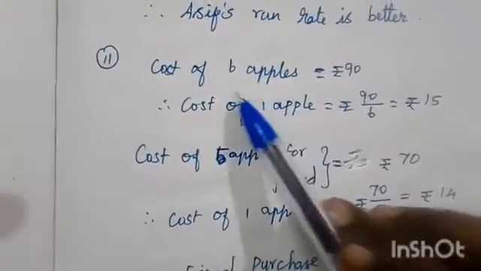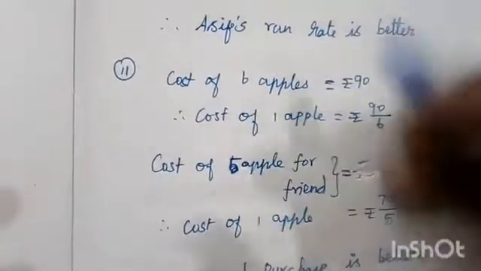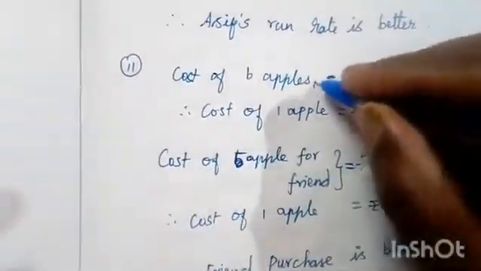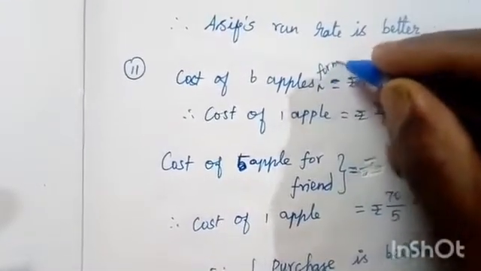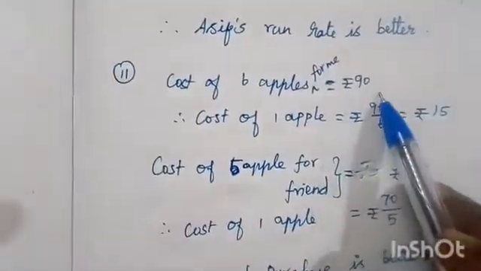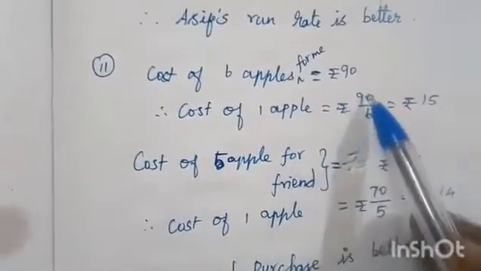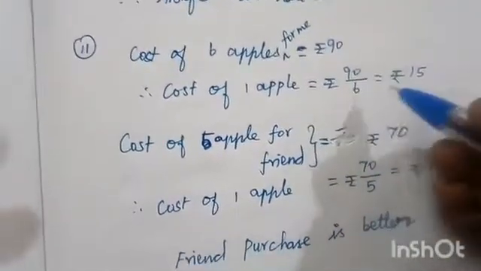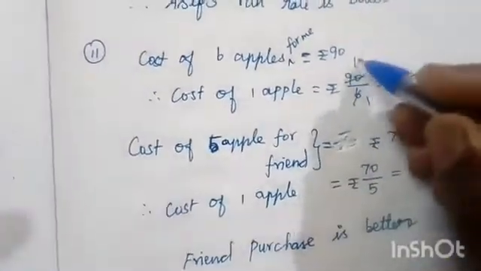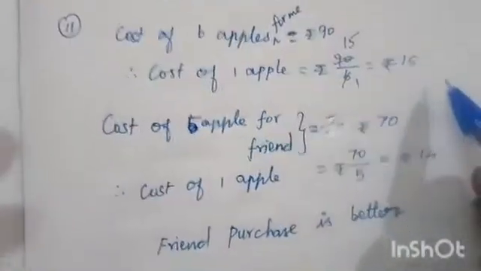The cost of 6 apples for me is mentioned in the question: rupees 90. So the cost of 1 apple is rupees 90 by 6. 1 6 is 6, 5 6s are 30. So rupees 15.